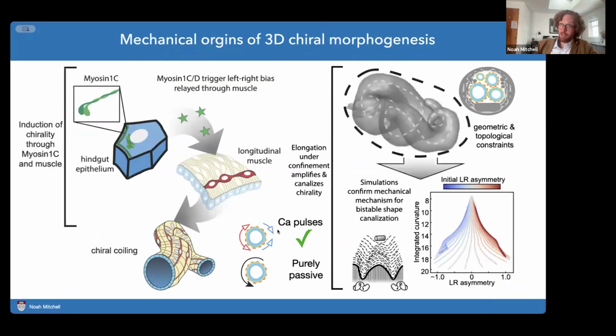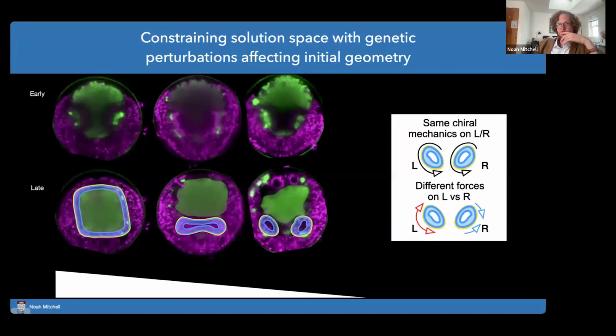We have left-right asymmetric contractions, which are calcium mediated, that bias the initial asymmetries, and then are amplified with growth or elongation of the tube, I should say, elongation or convergent extension inside the body cavity with geometric constraints. And that gives us a mechanical route for amplifying these cell-determined chiralities and canalizing them into discrete outcomes.